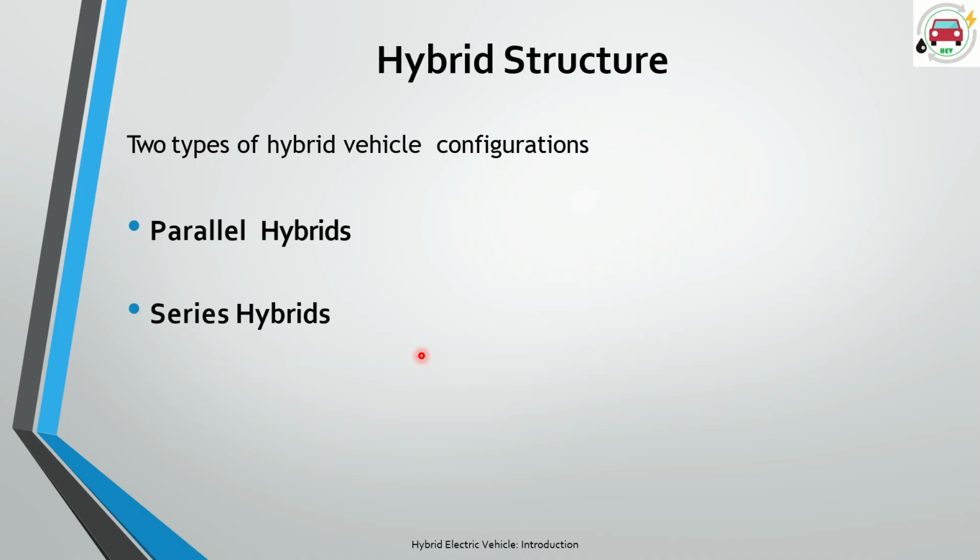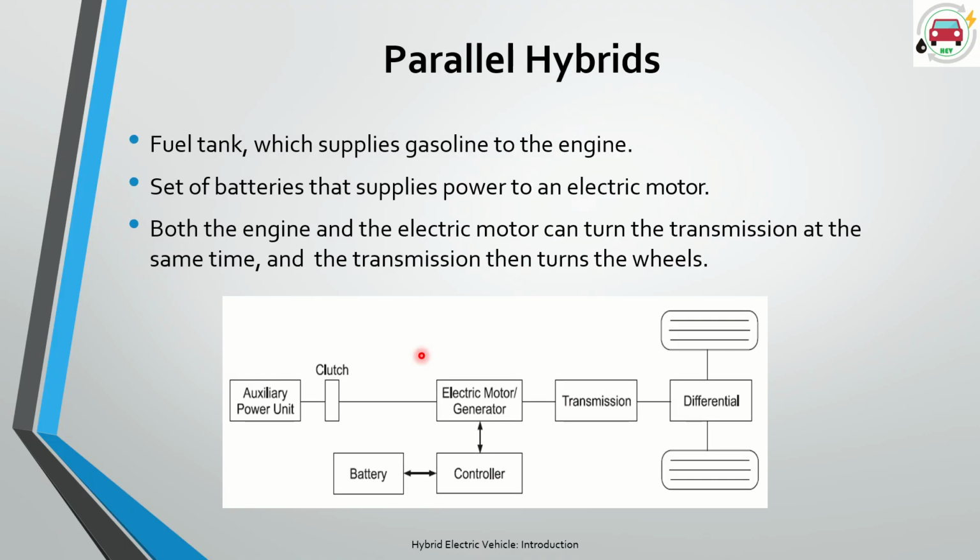Okay, so there are some hybrid structures we are having. That is what we can call a configuration also. So one is parallel hybrids and the other is series hybrids. Let us see it without wasting time. So what is meant by parallel hybrids?